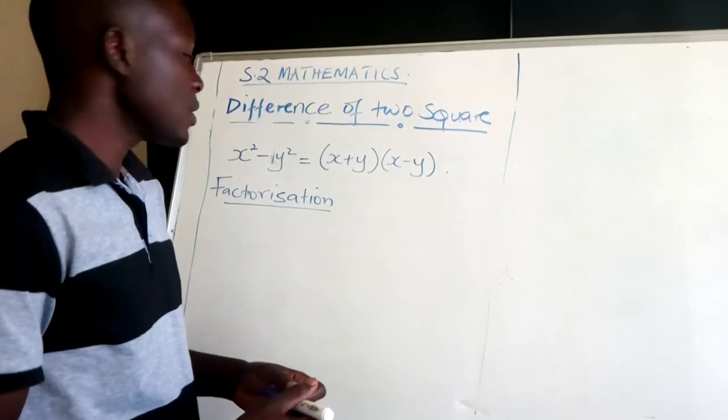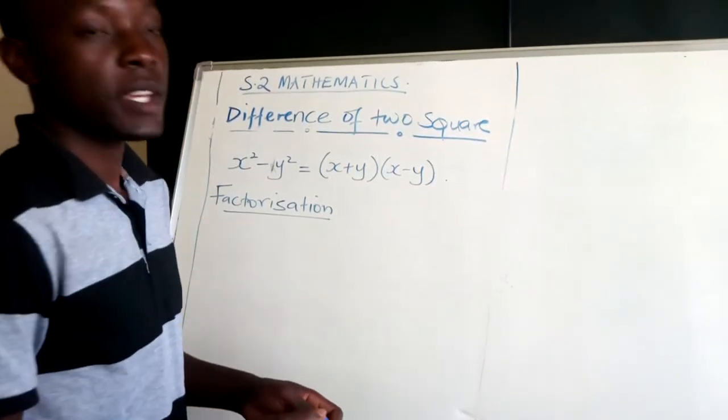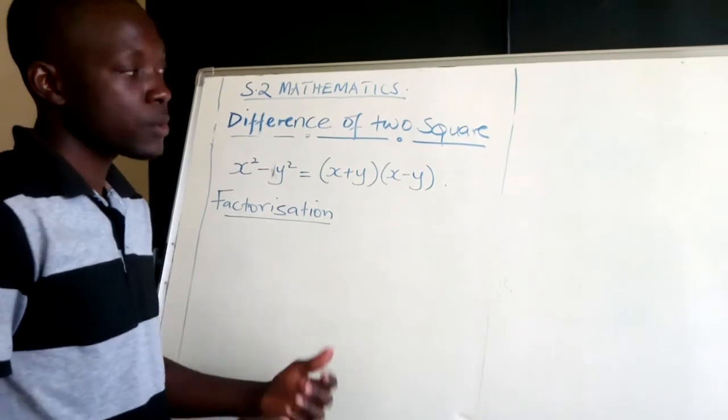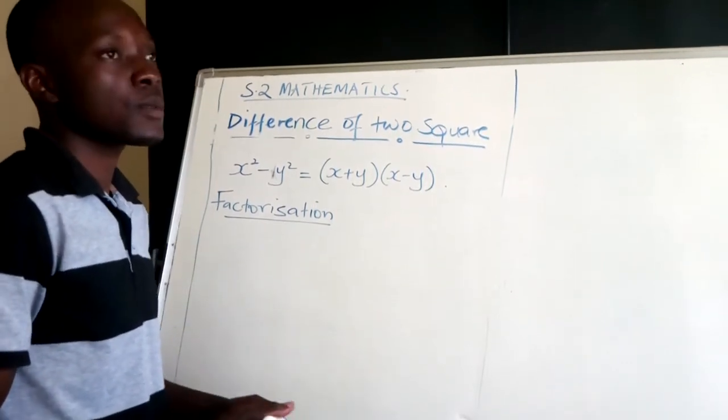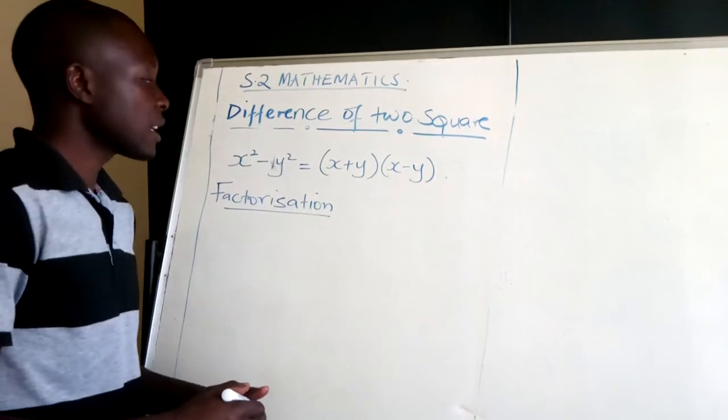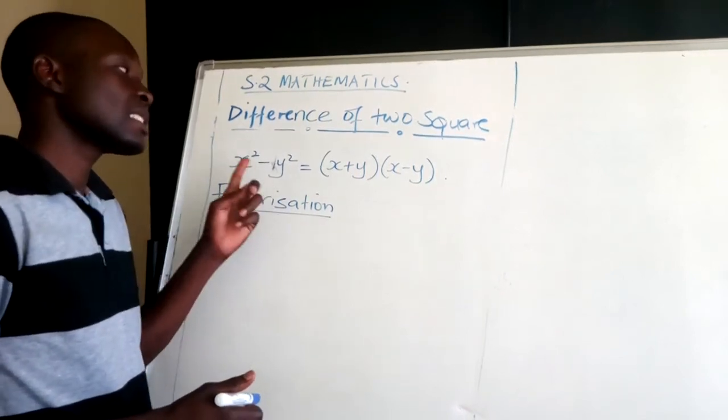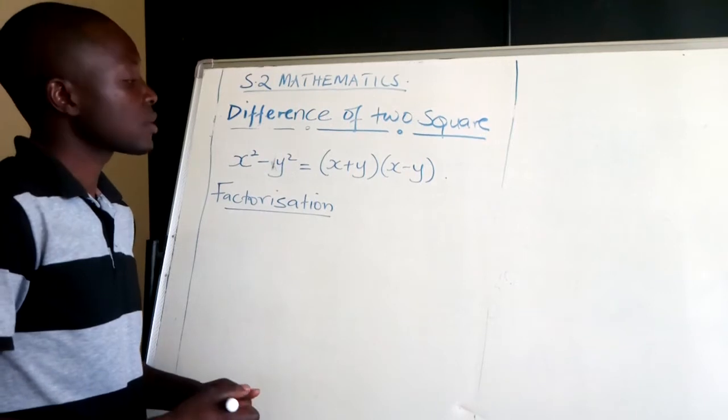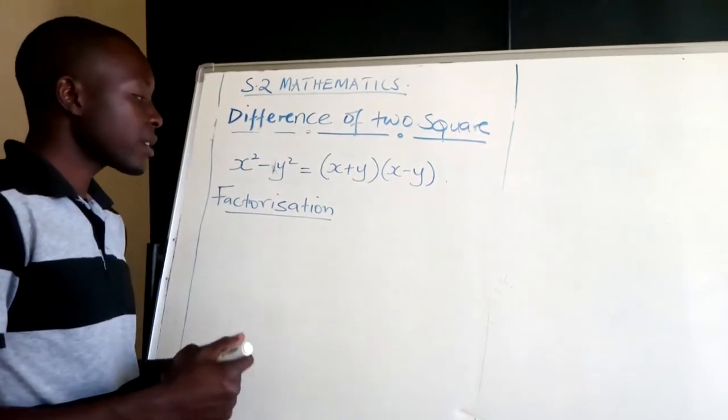So in this video we shall continue from where we ended. In the previous one we saw how to use the difference of two squares to simplify. Now here we are going to see how to use this identity, the difference of two squares, to factorize.